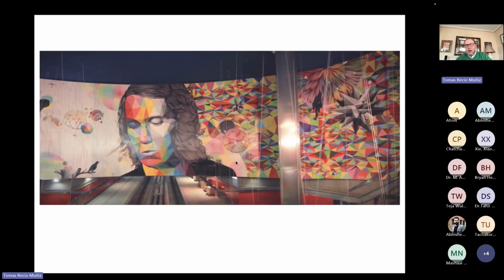Let me show you another application of this automatic geometer. This is a metro station in Spain, a subway station in Madrid. It was designed by an artist called Okuda San Miguel. I want the machine to discover what these triangulations that appear here are.